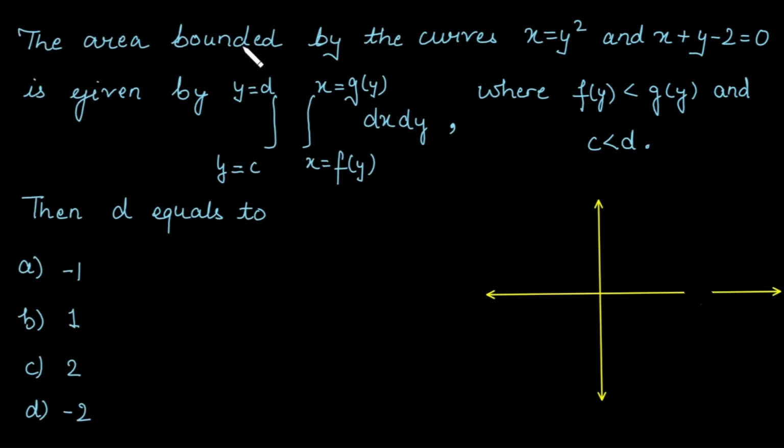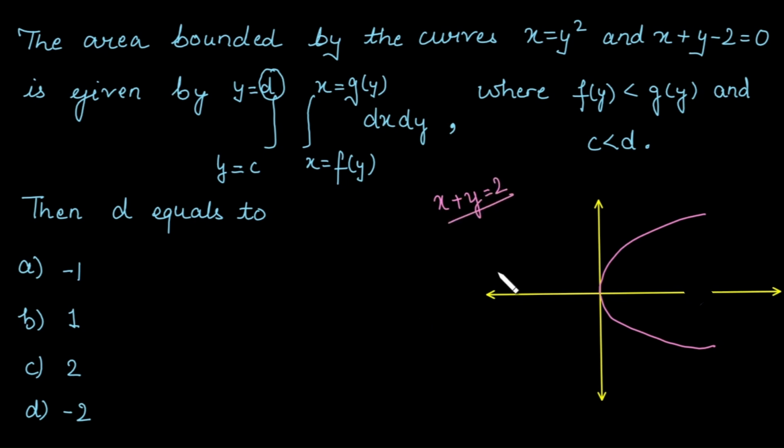Next question is, the area bounded by the curve x is equal to y square, x plus y minus 2 is equal to 0 is given by this, where this function is less than equal to this and c is less than equal to d, then what is the value of this d? सबसे पहले हम कर्व ट्रेस करते हैं. x is equal to y square. X is equal to y square is a parabola that is on the x-axis. Then x plus y minus 2 is equal to 0. तो इसको हम लिख सकते हैं x plus y is equal to 2.